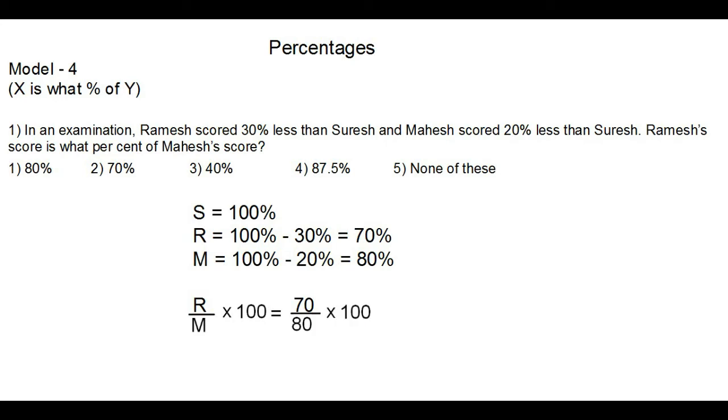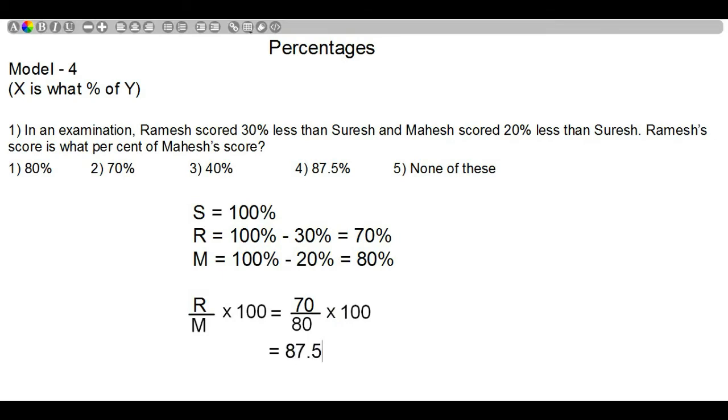So this can be taken as 7 by 8 into 100. And from the knowledge of fractions, we must be able to say that 7 by 8 is equal to 87.5%. So we can say that Ramesh's score is 87.5% of Mahesh's score.